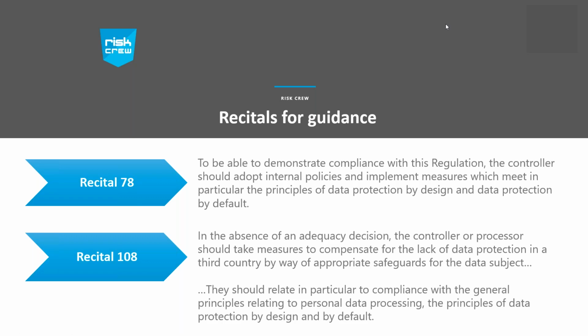Now, Recital 108 is all about transfers of data outside of the European Union. And so in the absence of an adequacy decision, and an adequacy decision is where the European Union has deemed a third country to have similar protection mechanisms adequate for GDPR, the controller or processor should take measures to compensate for the lack of data protection in this third country. And they should do that by way of appropriate safeguards for the data subjects. And these safeguards should relate in particular to compliance with the general principles relating to personal data processing, the principles of data protection by design and by default.